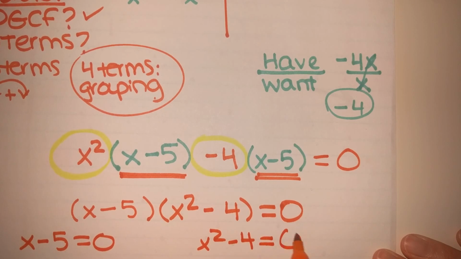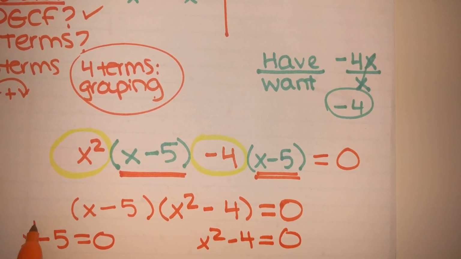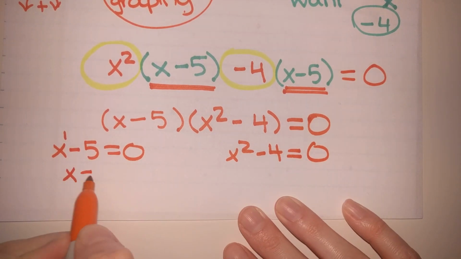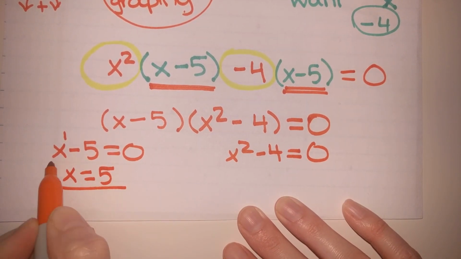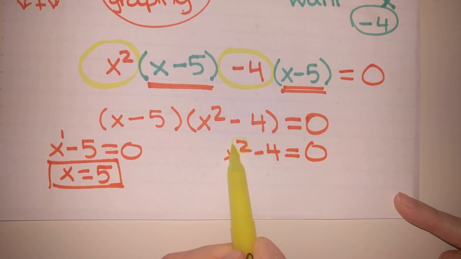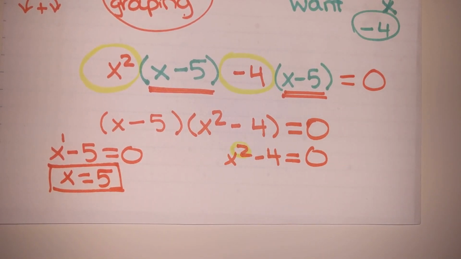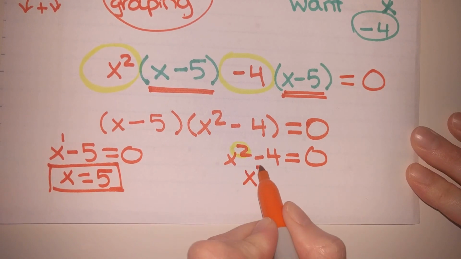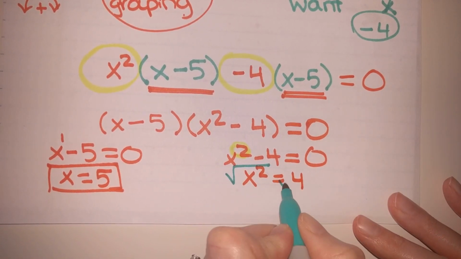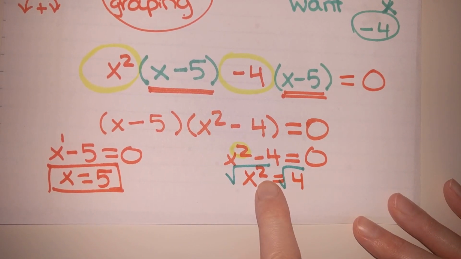When you set the factors equal to 0, the first is a linear equation. It's x to the first, so that is very straightforwardly solved by adding 5 to both sides and getting x is equal to 5. When you look at the second equation, it is true you could factor this further into a difference of 2 squares, but also you have a square power. So this could have been solved either by a difference of 2 squares, or we can simply add the 4 to both sides and then take the square root of both sides to undo that square power.